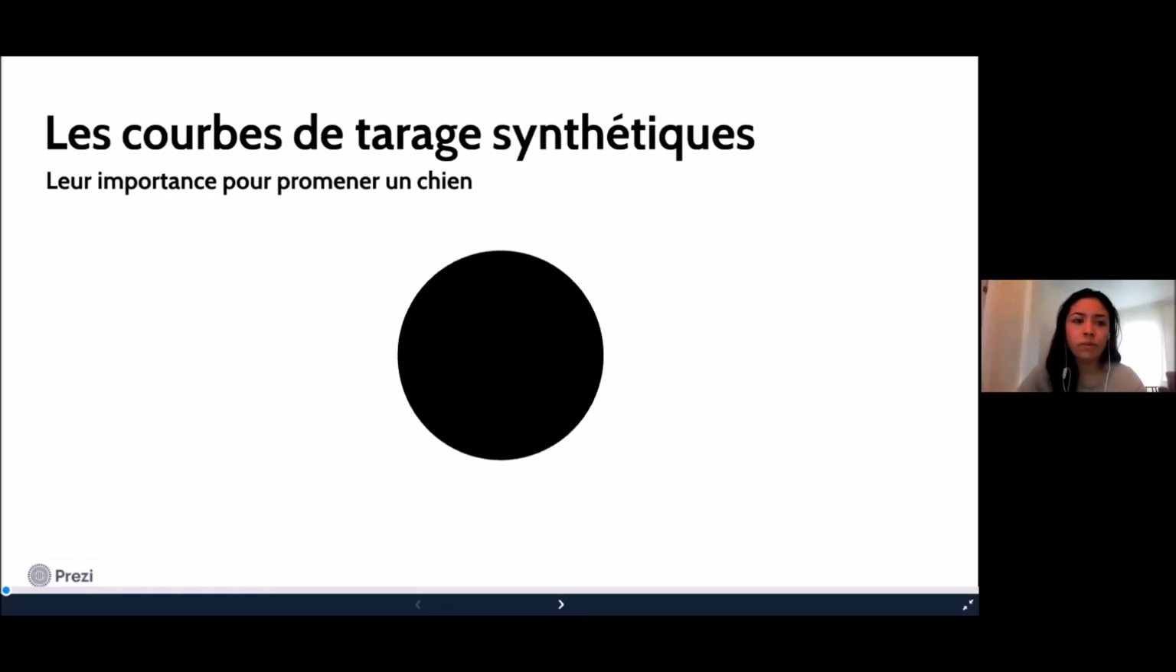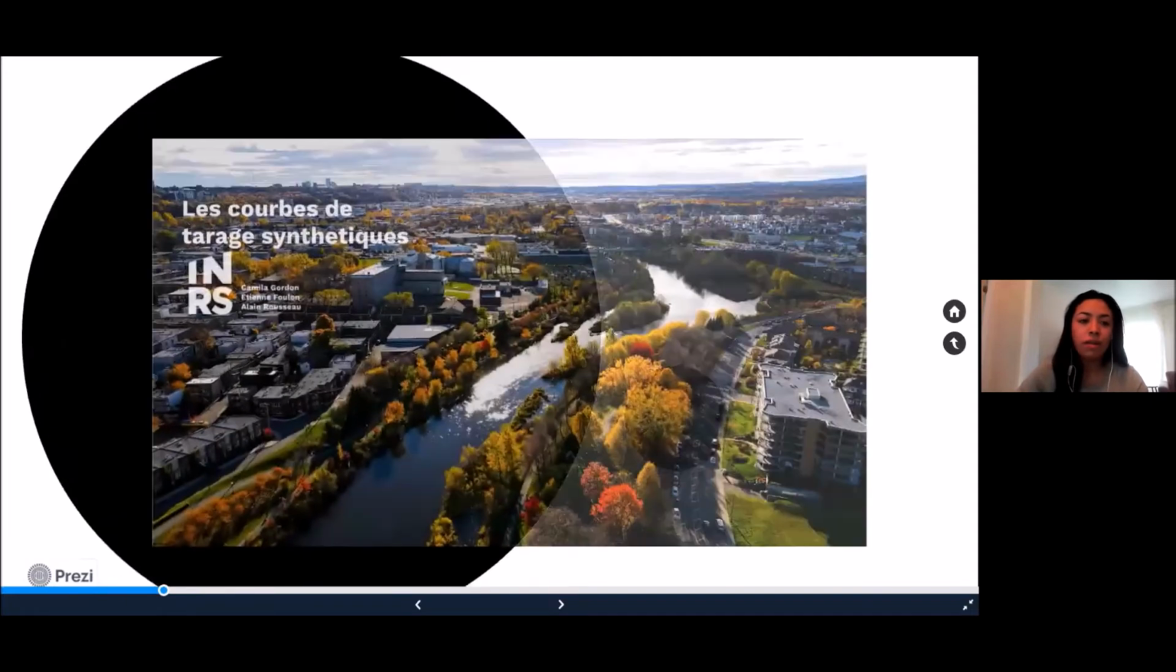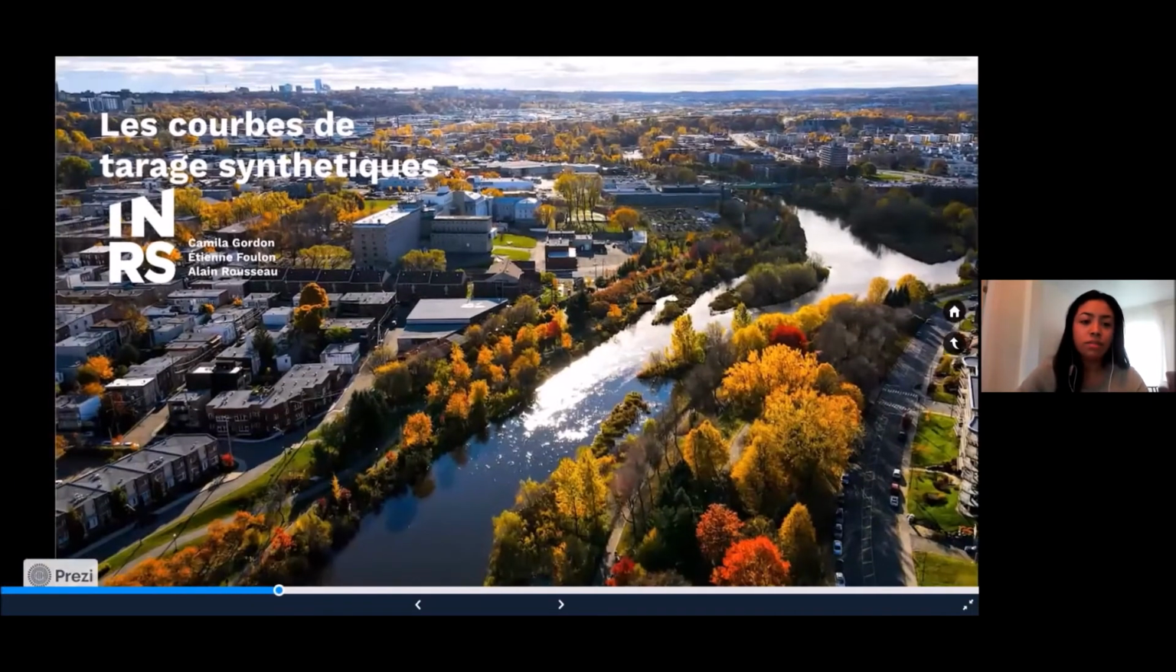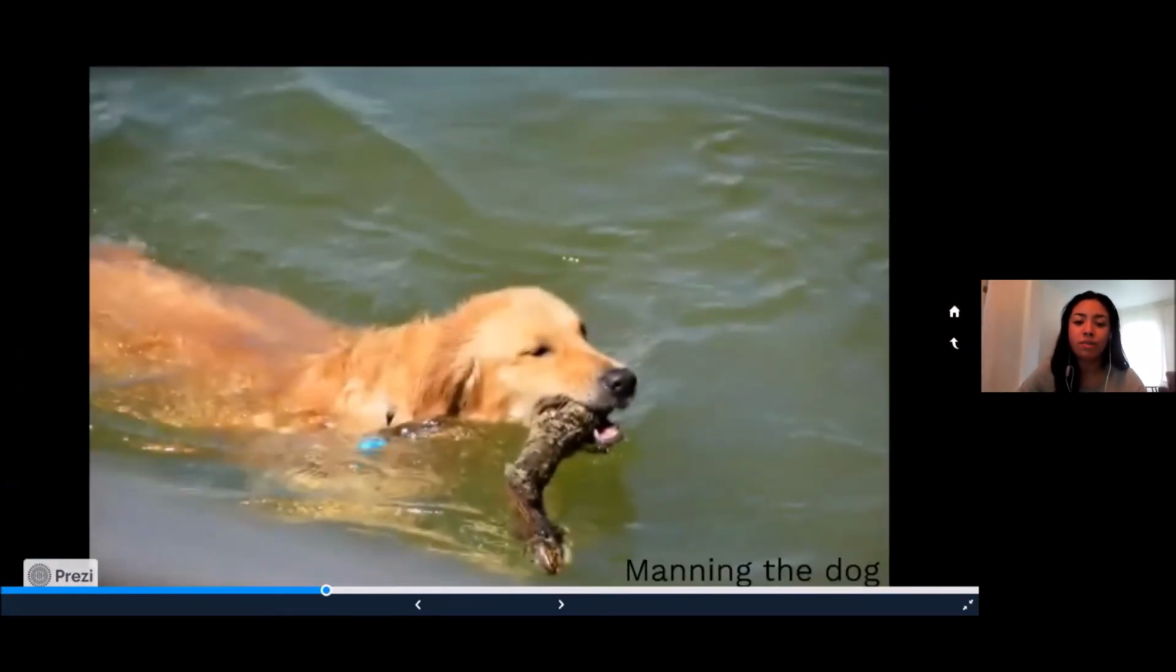Good afternoon, everyone. Today I'm going to talk to you about synthetic rating curves and the importance to walk a duck. So this story starts with a duck whose name is Manning. He's a very friendly duck, and he loves to play outside, even close to the banks of the rivers.